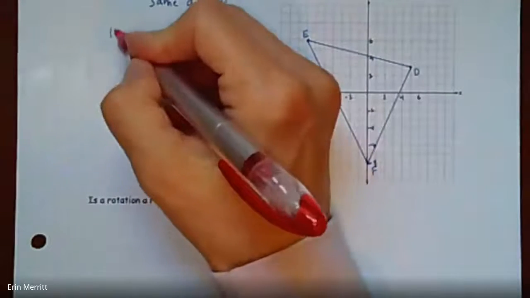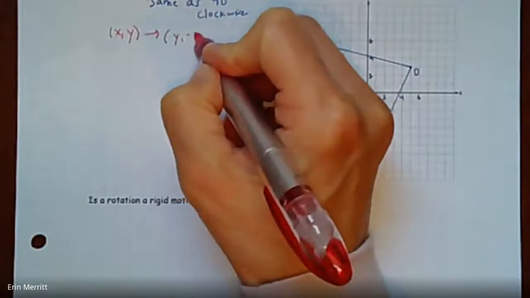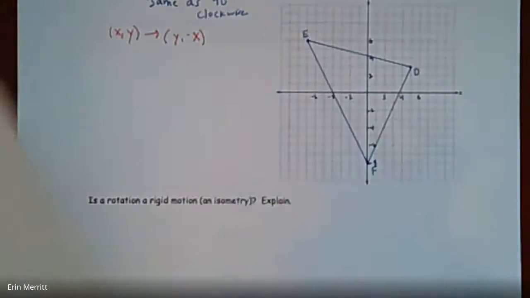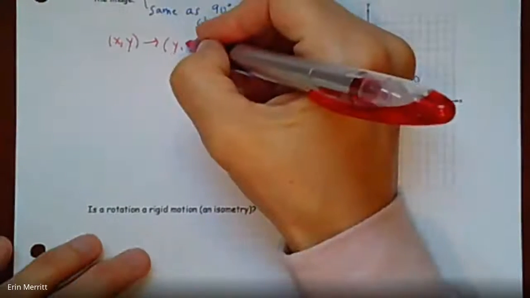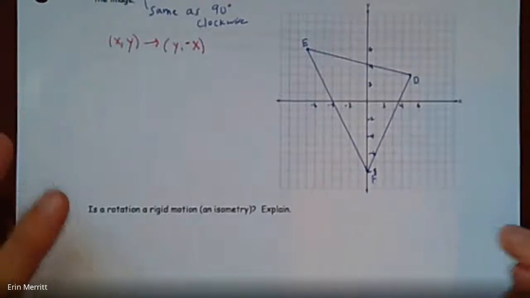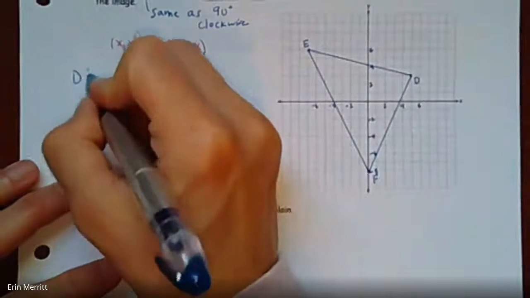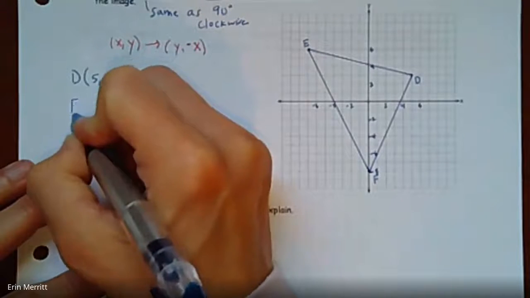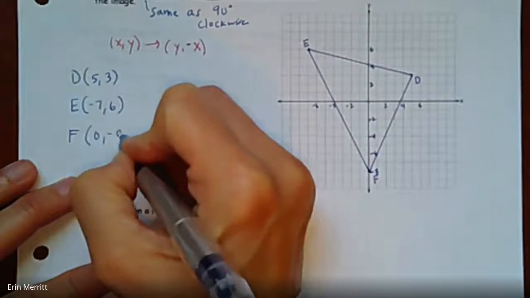All right, let's write it down back here. So that means the point X, Y goes to Y, negative X, like that. So if you'd like to use the rule, you've got it. So the visual or the rule, either one will get the job done here. So D, we've got 5, 3. E, we've got -7, 6. F, we've got 0, -8.